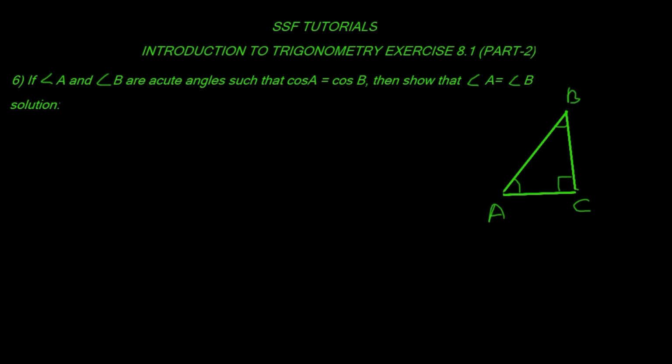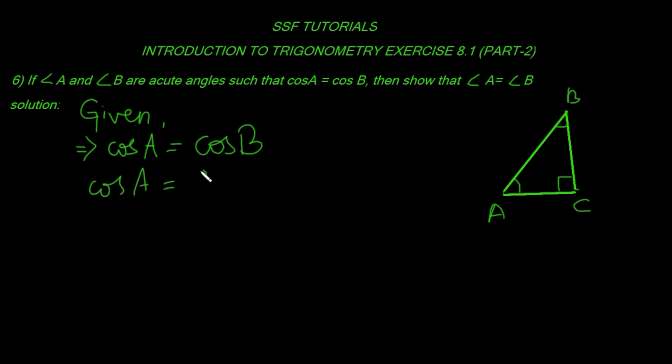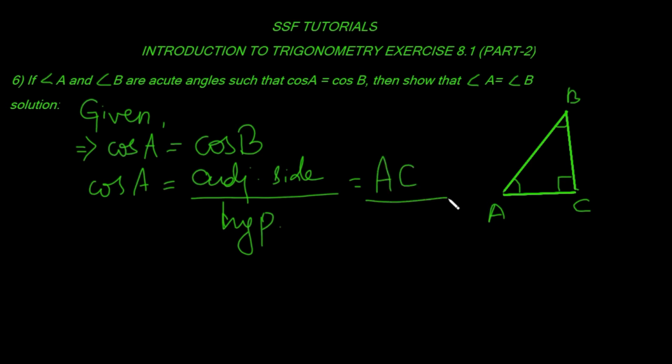So since it is given that cos A is equal to cos B. Since cos A in the figure is going to be the adjacent side divided by the hypotenuse side, the adjacent side with respect to angle A is going to be AC and the hypotenuse side is going to be AB.